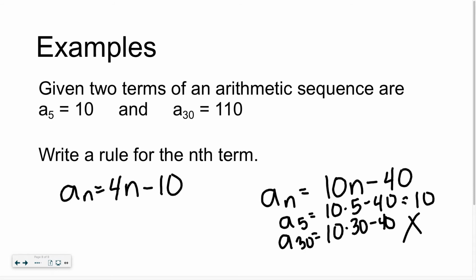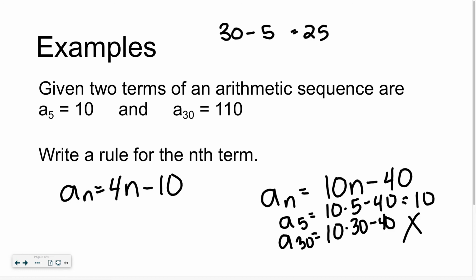Okay, wait. Let's stop and think about that, because I've heard different things around the groups. Think about your group. Did your group ever do 30 minus 5? Okay, some groups. What does that 25 represent? The number of terms in between those two, right?